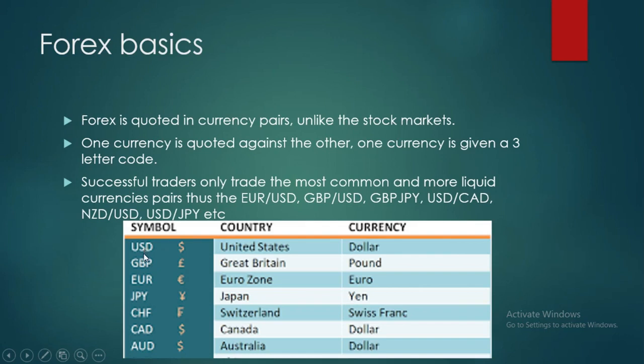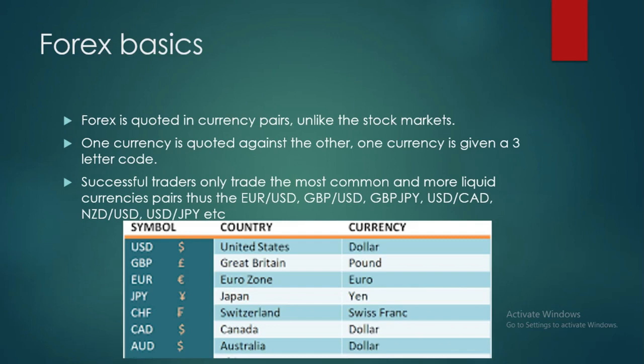The Great British Pound is GBP, the euro is EUR, the Japanese yen is JPY. So that's how all those currency pairs will be named. Successful traders only trade the most common and more liquid currency pairs. So like we said, a currency will be quoted against the other, and so we form what we call a currency pair.